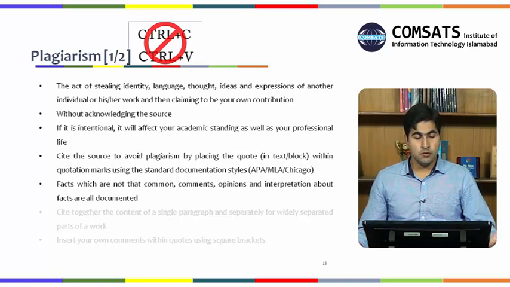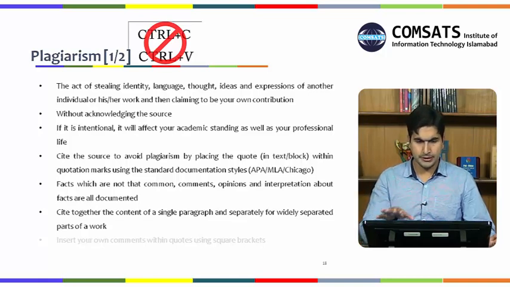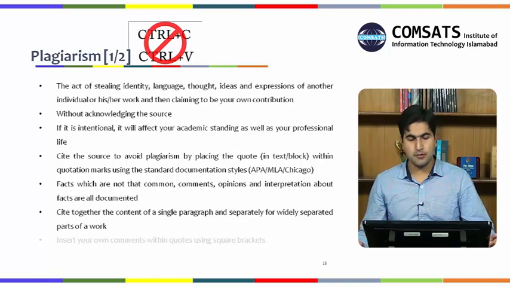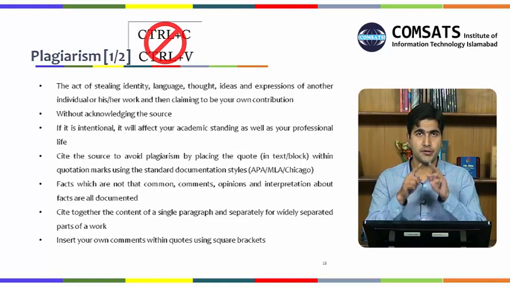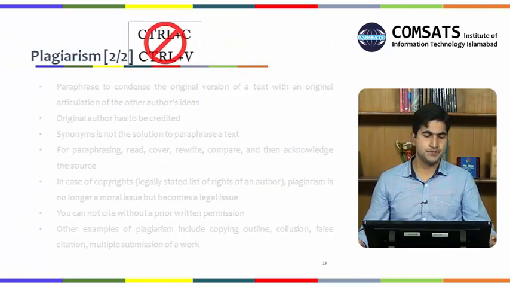So moving ahead, you basically cite together the content of a single paragraph. This is basically the tip. And separately for widely separated parts of a work. So if you're taking two references from a paragraph, cite them together. Whereas this is the source, one book, taking references from different chapters, cite them separately. Insert your own comments if you have to within this reference using the square brackets. So if there is a reference that you are basically adding into your content, and then you have to insert your own comments, so those comments have to be inserted within square brackets, and that is how they will be identified to be your own comments.